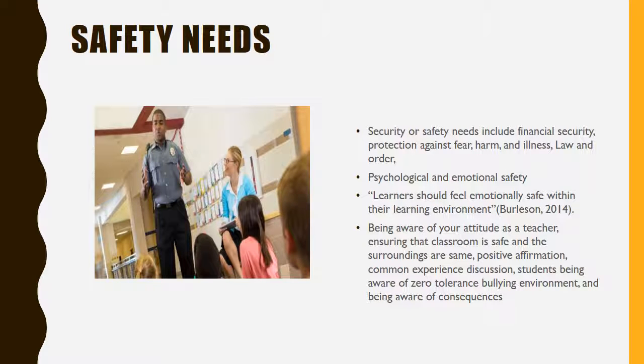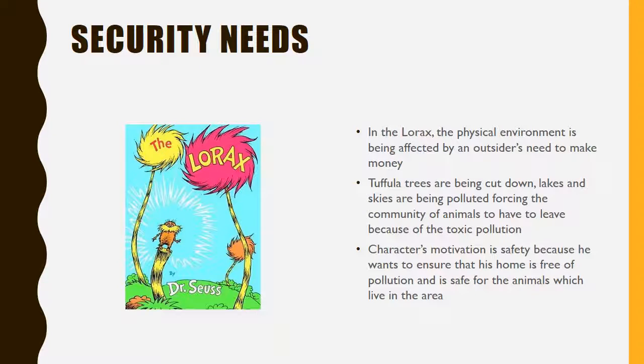The next step on the hierarchy is safety or security needs, which includes financial security, protection against fear, harm, illness, a sense of law and order, and shelter, free from any toxic or harmful material. Learners should feel emotionally safe within their learning environment. The security needs in Dr. Seuss's book, The Lorax, is when the character's motivation is safety because he wants to ensure that his home is free of pollution and is safe for the animals which live in the area.